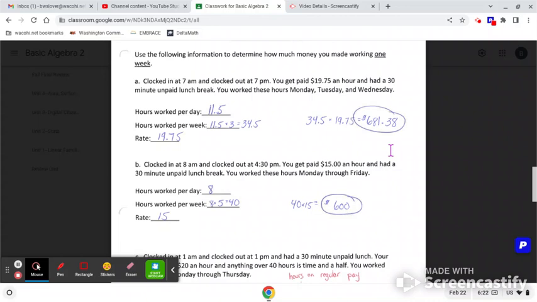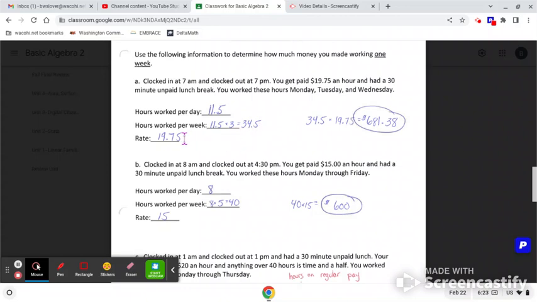So we clocked in at 7 and clocked out at 7 right away. I know 7 a.m. to 7 p.m. is 12 hours. I have a 30-minute unpaid lunch break, so I'm going to subtract that 0.5. So I worked 11.5 hours that day. And it said I worked those hours Monday, Tuesday, and Wednesday. Well, that's 3 days. So this 11.5 is how many hours I worked. This 3 is how many days I worked those hours. It gives me a total of 34 hours and 30 minutes. That's how many hours I worked that week.